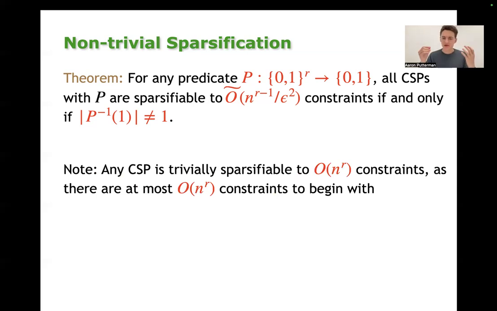And any CSP is kind of trivially sparsifiable to order n to the r constraints, as I mentioned before. This is just because the total number of constraints to begin with is at most n choose r, or maybe n choose r times r factorial, all ways of choosing an ordered subset of r variables. And so in this sense, you get a very strict separation where either a CSP requires n to the r constraints for any sparsifier, or you can always get a factor of n savings and get it down to O tilde n to the r minus 1.